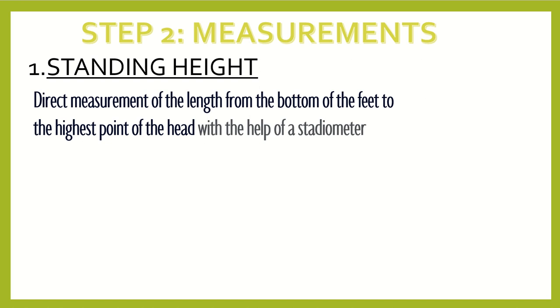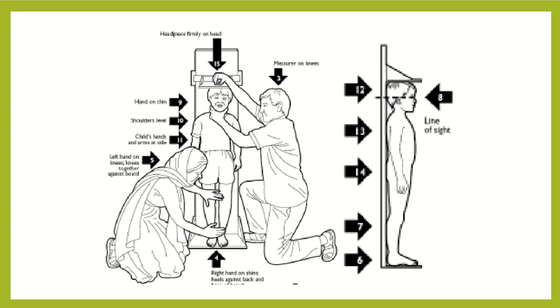It is basically the direct measurement of the length from the bottom of the feet to the highest point of the head with the help of a stadiometer. As you can see in this picture, there are two people who are required to measure the height of the baby. One of them places her hands on the shins, putting them together against the board, and the other one levels the shoulders, putting his hand on the chin, pressing the head firmly but gently against the board. This is the way to measure the standing height.